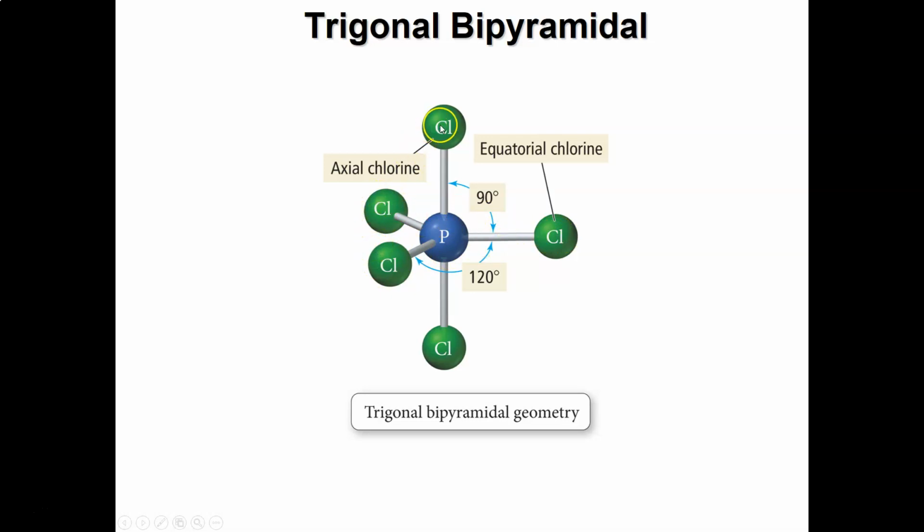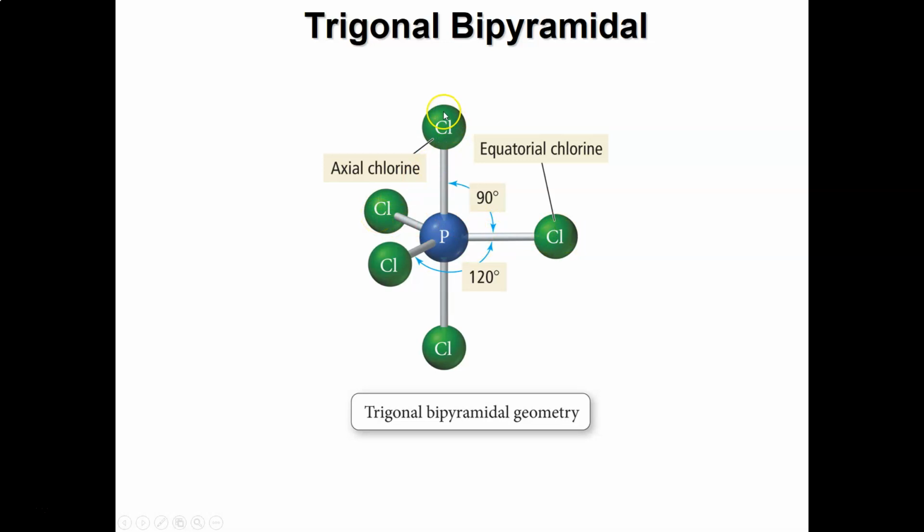And if you imagine you have a top and a bottom chlorine, it's almost like you have two pyramids stacked on top of each other, right? And the base of the pyramid right here in the middle is a triangle. So trigonal bipyramidal is telling you that you have a triangle-shaped base and you have two of these pyramids kind of stacked together. This is the top of one, this is the top of the other, and they share the base right in the middle.